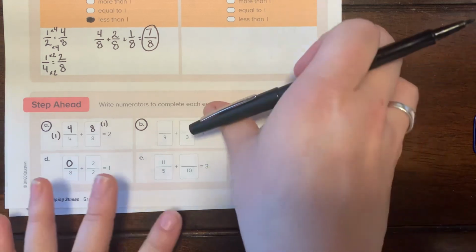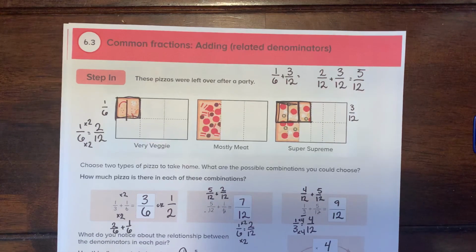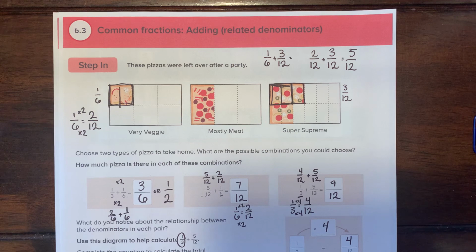So this is 6.3. If you have any questions or if you are having an issue solving anything, go ahead and just circle it, do your best attempt, and then whenever we meet in Google Meets, we can go ahead and talk about it.